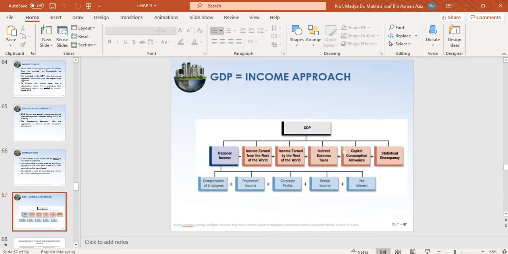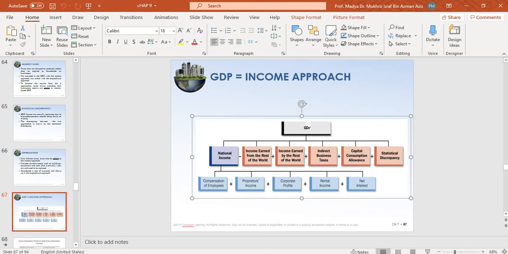If you look at this table here, it is giving you the summary of the income approach. Sometimes you will be tested if you are given a table. Certain components may belong to the expenditure approach, and certain components may belong to the income approach. So you cannot simply add all of the components in the table to get GDP. That will be a test of your understanding of which item belongs to GDP under the income approach and which component belongs to the expenditure approach.